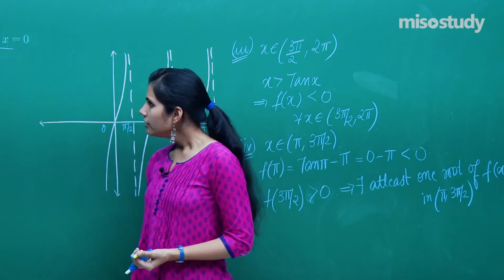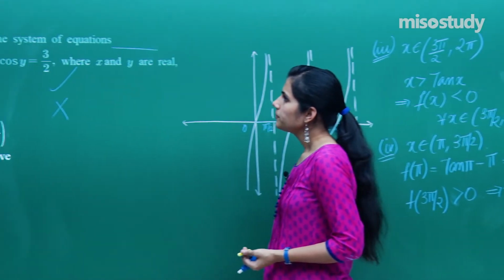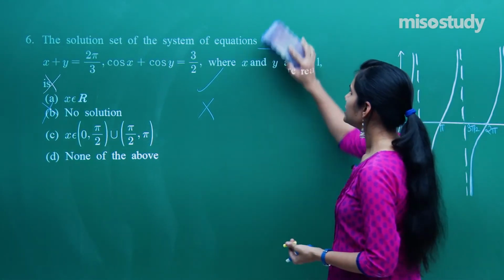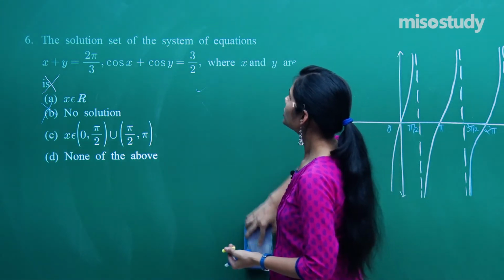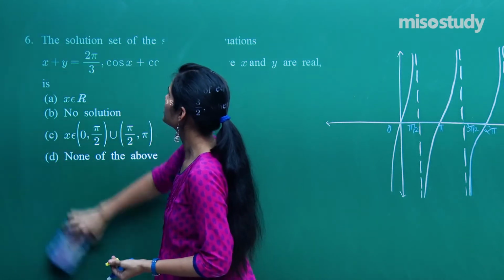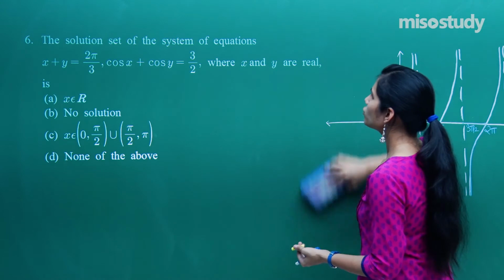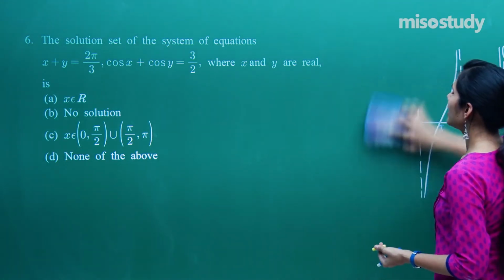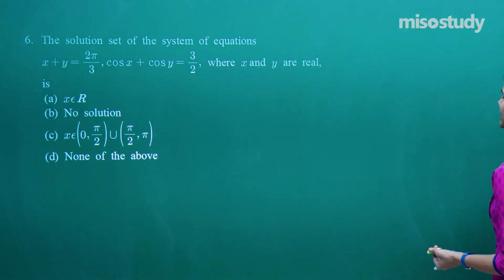Fine. Let's see what is the next question. Over here it's saying the solution set of the system of equations x plus y equals 2 pi by 3, cos x plus cos y equals 3 by 2, where x and y are real, is what?